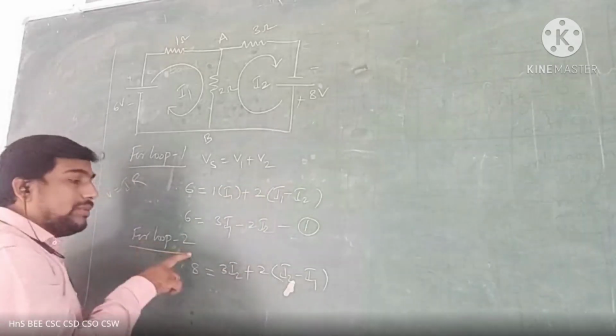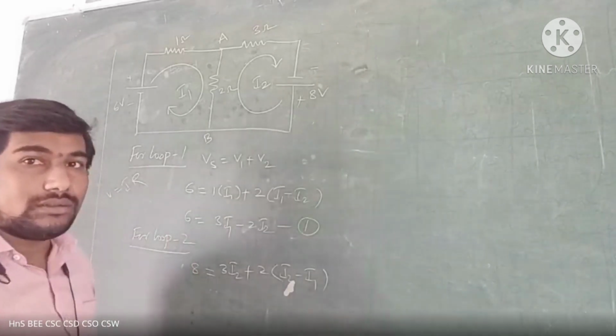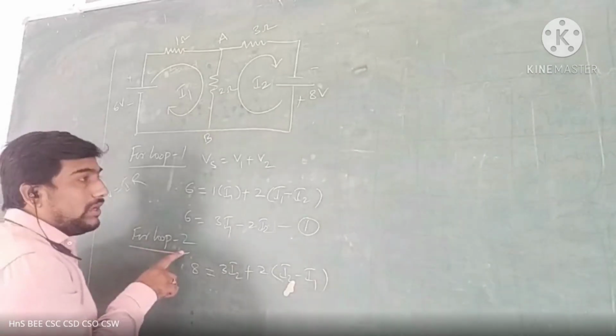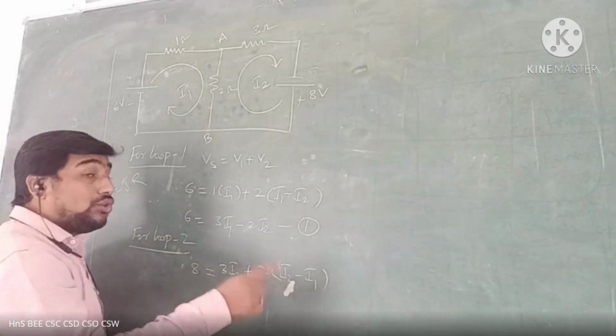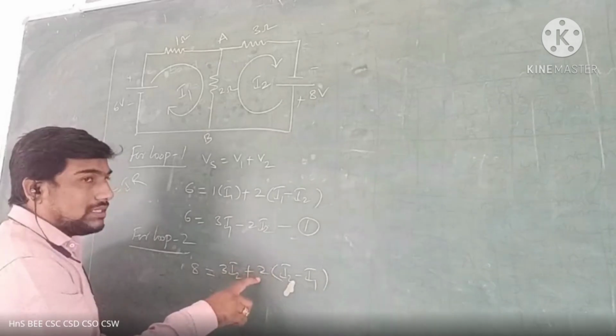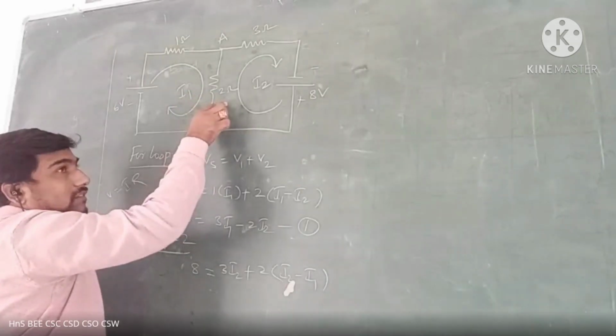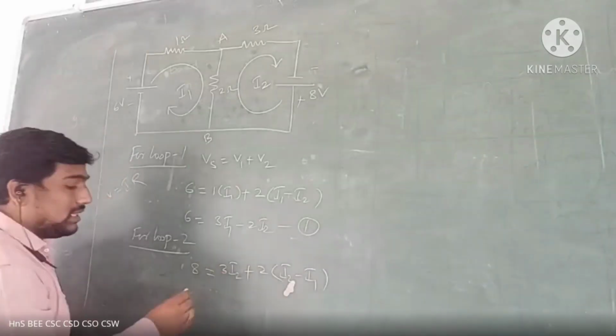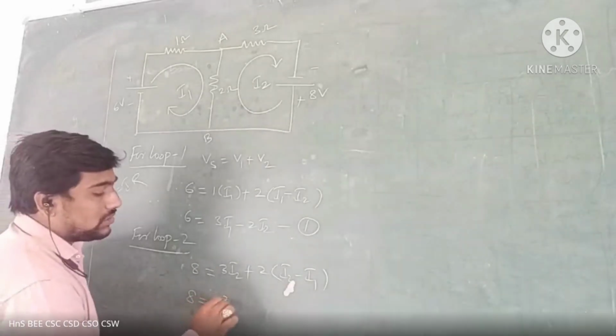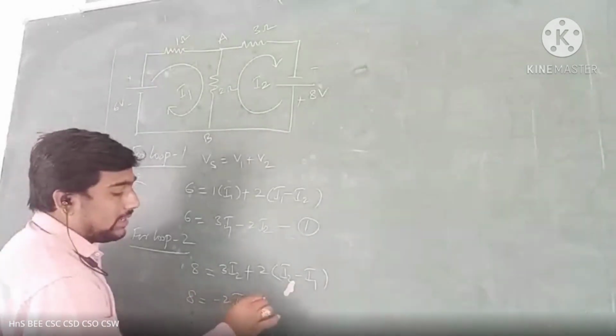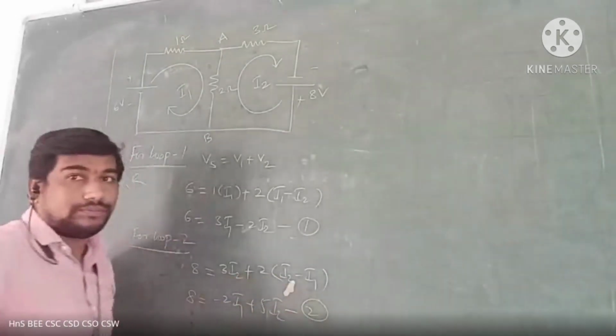But in the second loop, I2 is the first term. You know the directions already. Across the 2 ohm resistance, both currents are in opposite directions. Across the AB points, the 2 ohm resistance, both currents are different. Why? Because I1 is flowing from A to B, but I2 is flowing from B to A. That's why I'm taking minus. Now from this equation, we get minus 2 I1 plus 5 into I2, which is equation number 2.